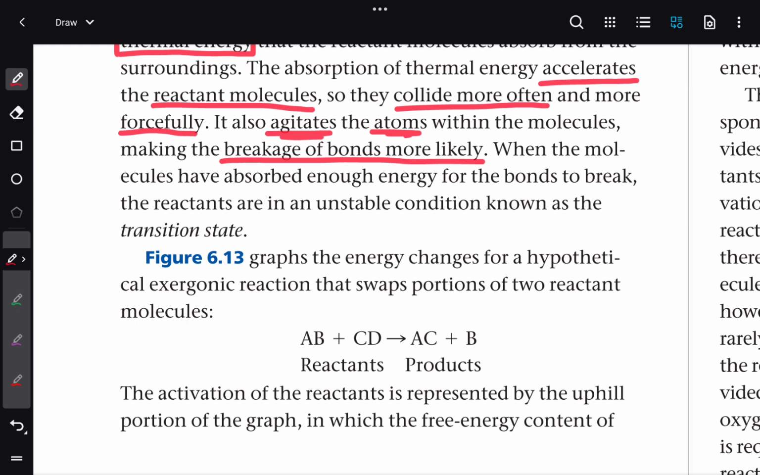Now, when the molecules have absorbed enough energy for the bonds to break, the reactants are in an unstable condition known as the transition state.